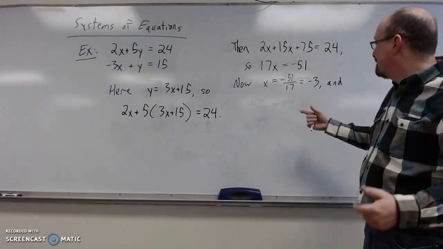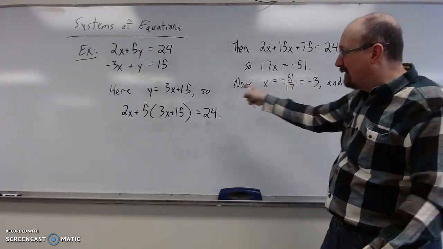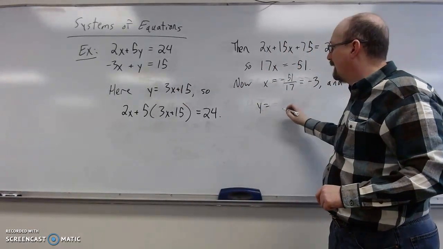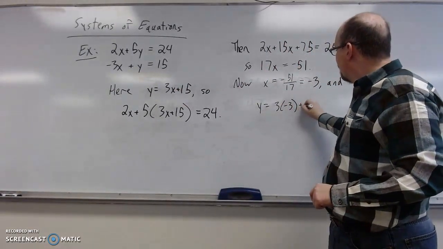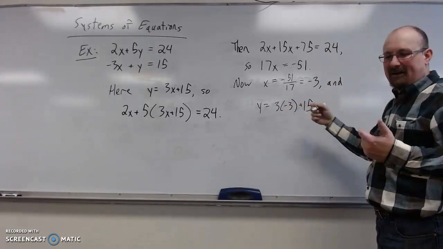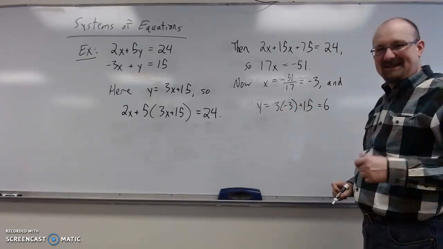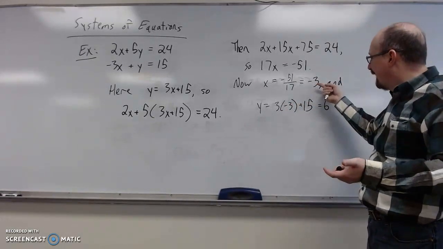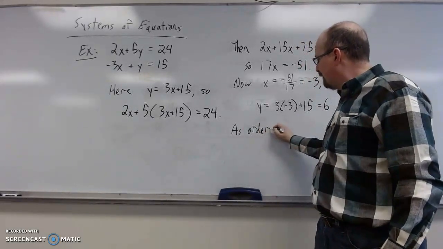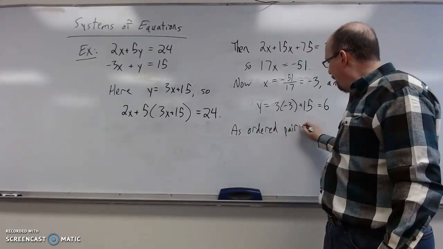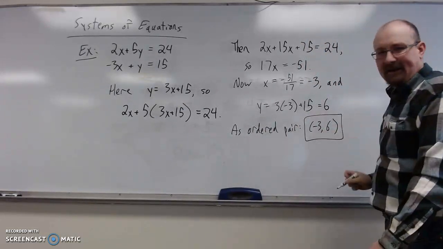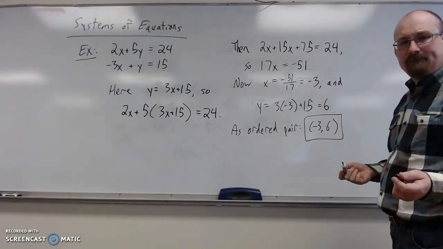And just like we did in the previous example, now that we know our x value, we can stick it back into this to get the corresponding y value. So y equals 3 times -3 plus 15, and that would be -9. -9 plus 15 gives me 6. So x equals -3, y equals 6. As an ordered pair, that would look like -3, 6. So that's our solution for this one.